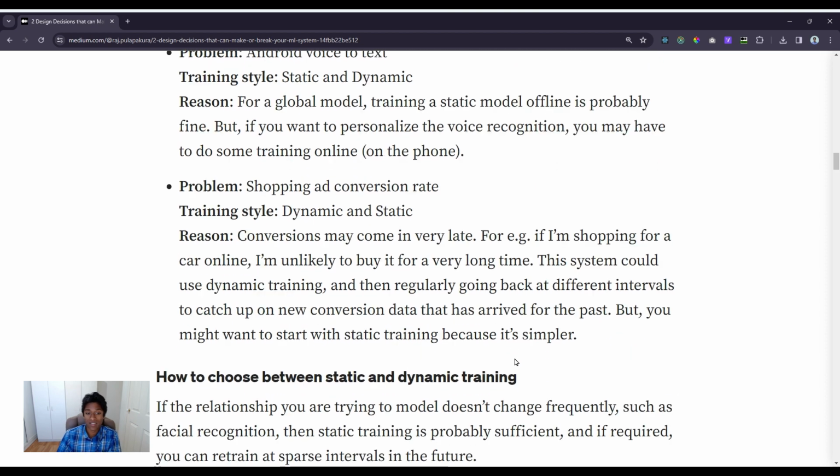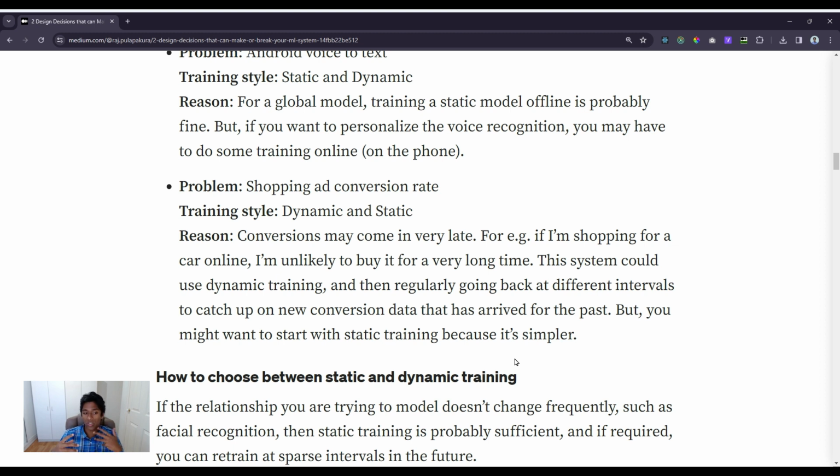The next scenario is shopping ad conversion rate. And for this, we would prefer a dynamic training style. The reason for this is that conversions may come in very late. So I might be shopping for a car online, but I might only purchase that car a very long time, maybe months into the future.